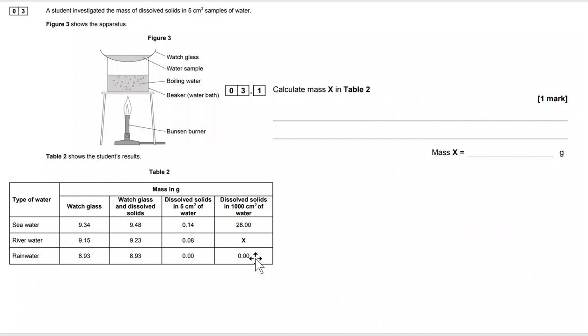Rainwater had none, and then none. Seawater had 0.14 in 5 cm cubed, but 28 in 1000 cm cubed. And we had 0.08 in 5 cm cubed of river water. Well, 0.08 divided by 5 would tell us how much there would be in 1 cm cubed. So if I then multiply that by 1000, that will tell us how much in 1000 cm cubed. And that takes us to an answer of 16 grams.